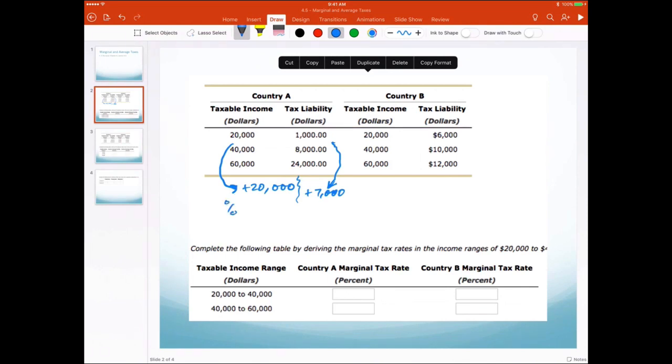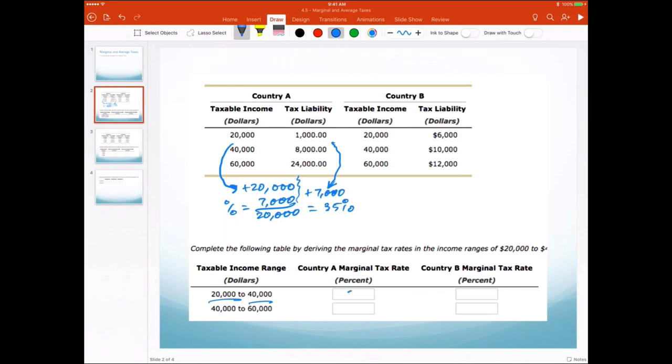The percentage is going to equal 7,000 divided by 20,000, which is equal to 35%. Okay, so that's what you would put in right here. Country A, marginal tax rate, when you go from an income of 20,000 to 40,000, basically you would put in 35 here. Okay, we can do the exact same thing when we go from 40 to 60,000.